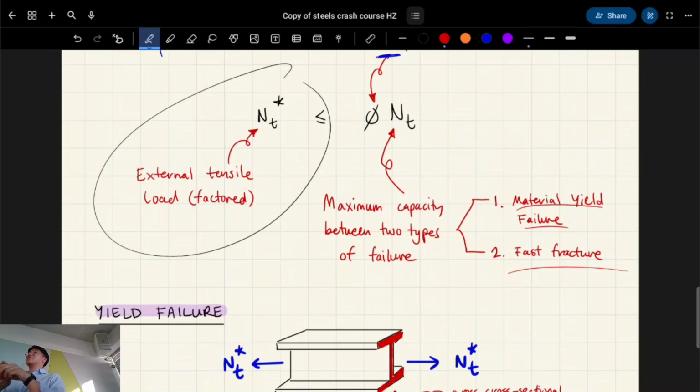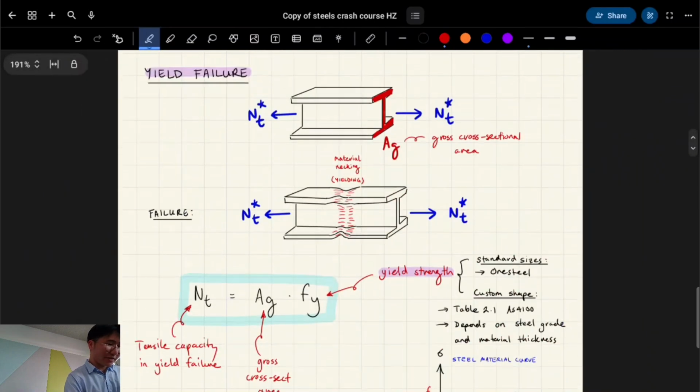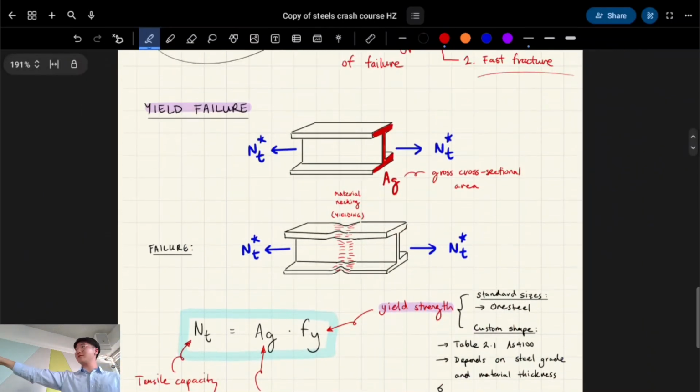Let's just focus on tension, so only tension being applied. Here's a hint: it's to do with something in the cross section. Okay, basically, I'll give you the answer. That's yield failure. We understand that theoretically, right?